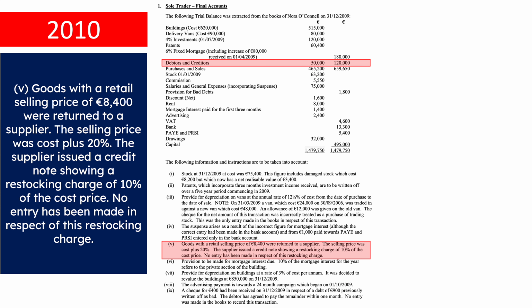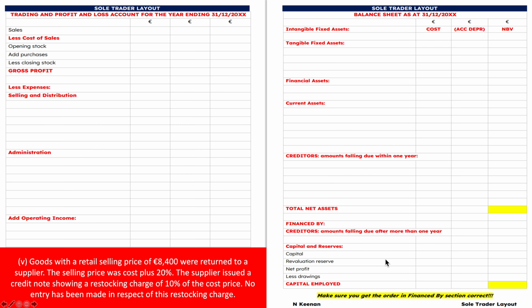Okay, 2010 then, we just have a restocking charge. So restocking charge, so note 5, goods with a retail selling price of 8,400 were returned to a supplier. The selling price was cost plus 20%. The supplier issued a credit note showing a restocking charge of 10% of the cost price. No entry has been made in respect of this restocking charge.